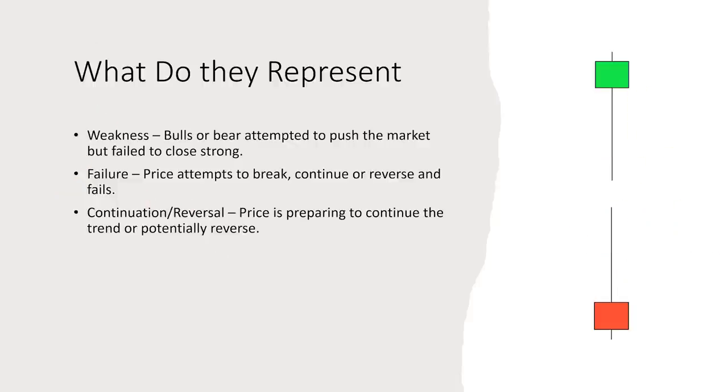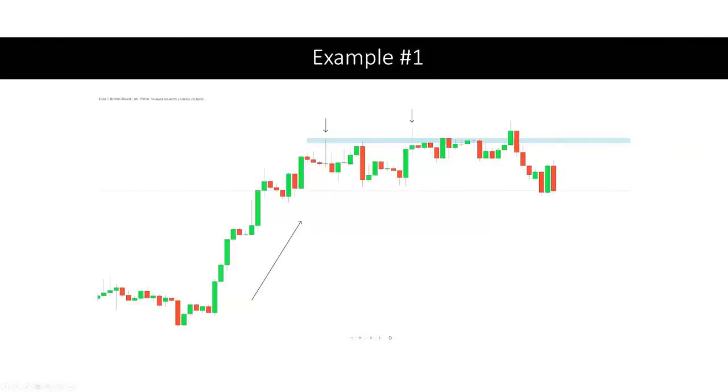Now we're going to see an example of this. Our first example is an indication to us that price is failing to continue in this uptrend. This is on Euro British Pound on the 4H time frame. If you see here with this example, we have a huge wick rejection. Here in this example, we also have another huge wick rejection.